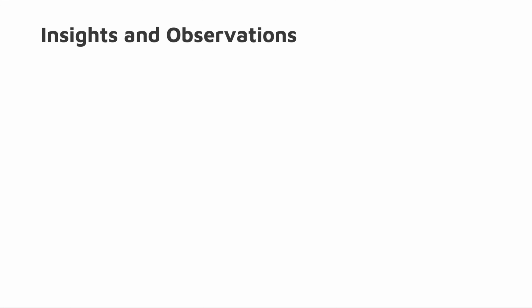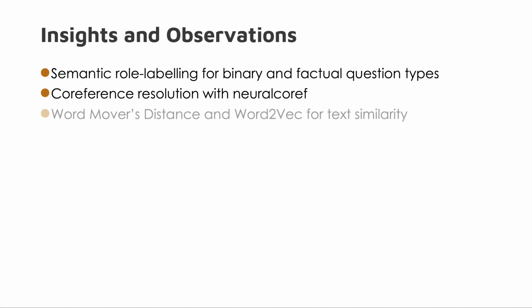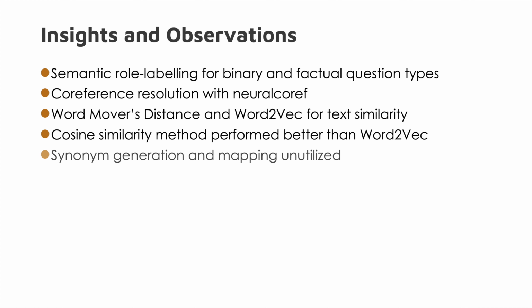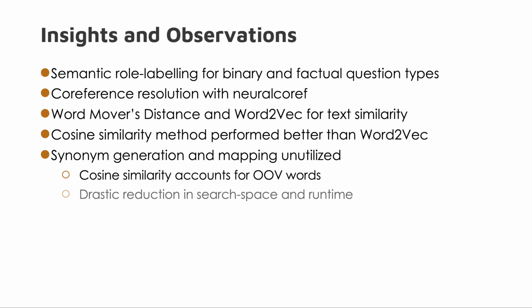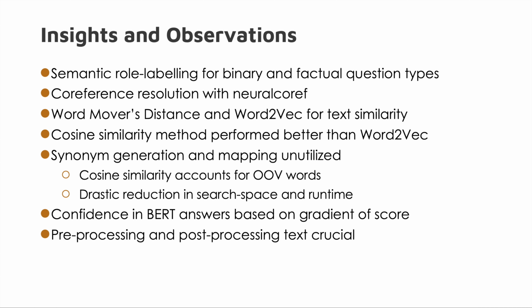Here are some of the key insights and observations drawn from our work on the system. Semantic role labeling played a crucial role in generating factual and binary question types. We decided against using the synonym generation and mapping module since we noticed that cosine similarity accounted for out of vocabulary words, and this will also drastically reduce our search space and runtime. We were able to predict the confidence of answers generated by BERT by using the return gradients. And finally, pre-processing and post-processing the text played a crucial role in improving model performance.